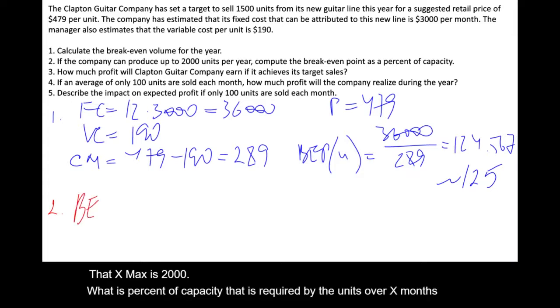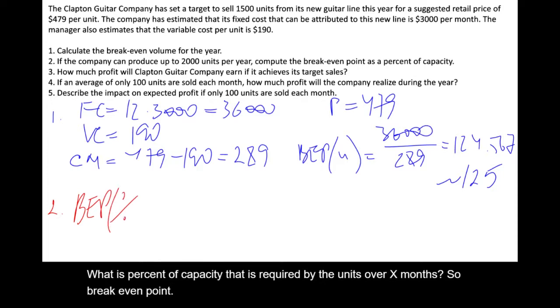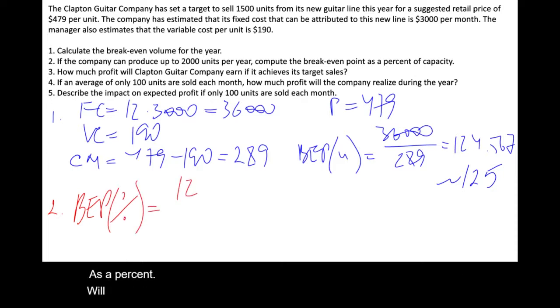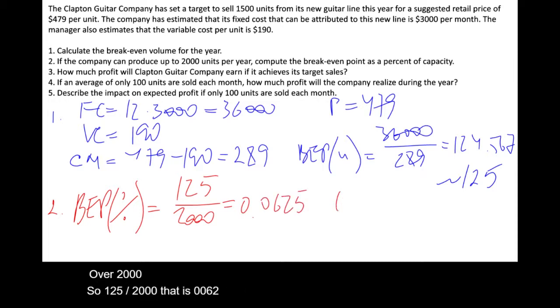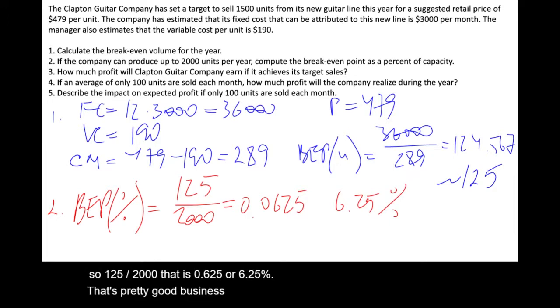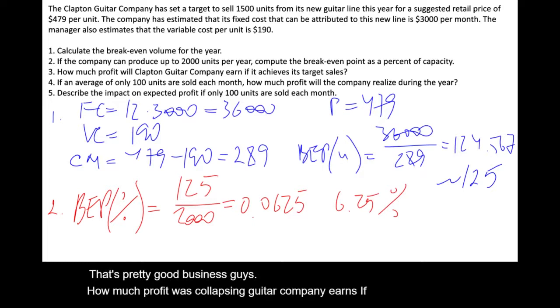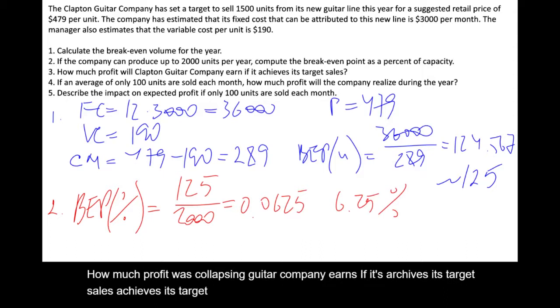So the break-even point as a percent will be 125 over 2,000. So 125 over 2,000 is 0.0625, or 6.25%. That's pretty good business, guys. How much profit will Clapton Guitar Company earn if it achieves its target sales?